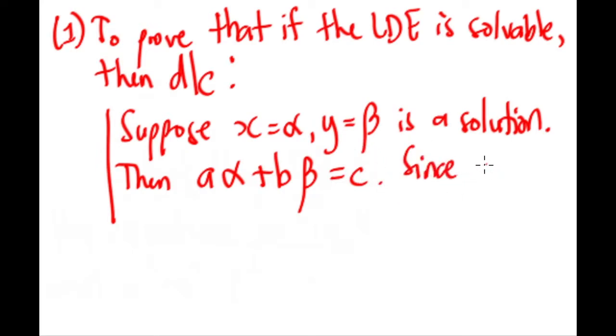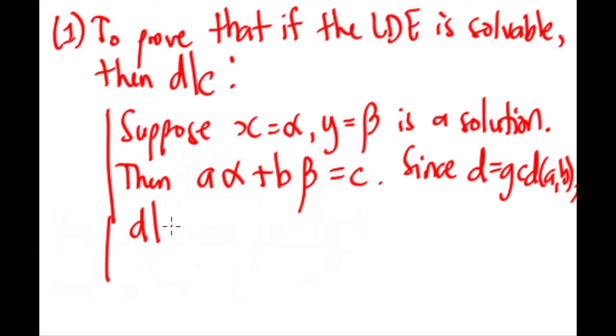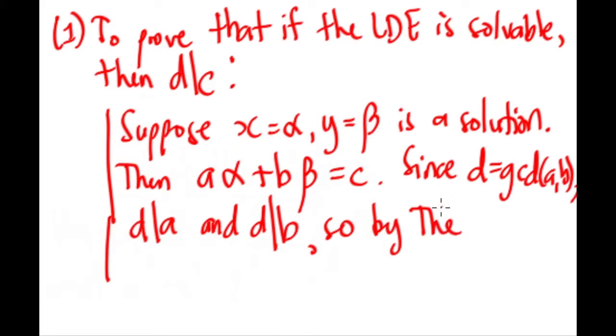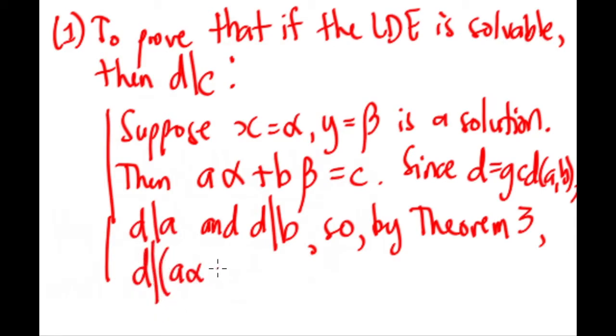Since D is equal to the GCD of A and B, okay, since that is true, therefore we can say that D divides A, since it's a GCD, and D divides B. So by theorem 3, the one which tells us about the linear combination in our videos, we say that D divides A alpha plus B beta. This is the linear combination theorem.